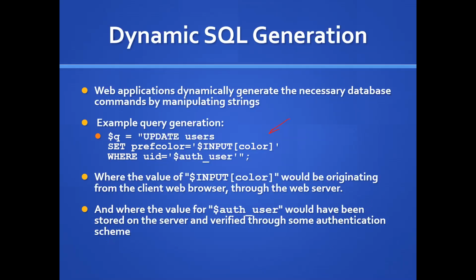by manipulating strings. This is an example of what not to do: update users set preference color to input color, which is just coming from some user-provided input, where UID is authenticated user. The value input color would originate from the client web browser through the web server, and the value authenticated user would have been stored on the server as verified through some authentication scheme, and there's a session for it and everything.